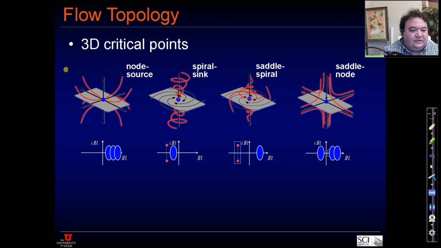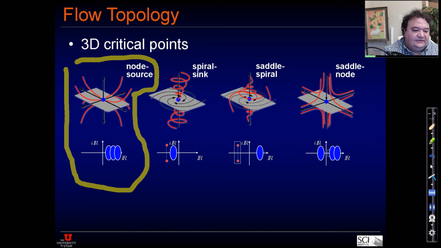And so if we go to classification, a node, which could be a source or a sink, is a critical point where the eigenvalues are 3 real numbers. They are positive if it's a source, they are negative if it's a sink, and if they are all equal, then the flow is symmetric, basically as if things radiated from a sphere. If they're distinct, you have this node behavior where some lines are curved instead of going straight into the core of the critical point.